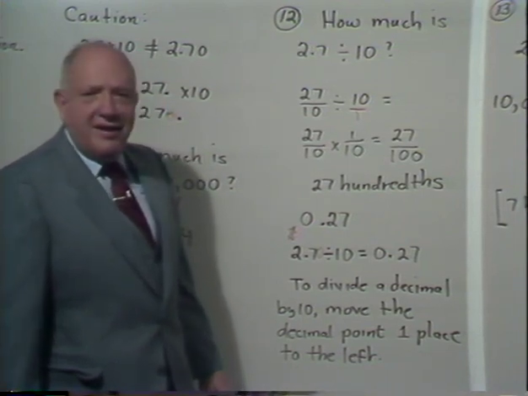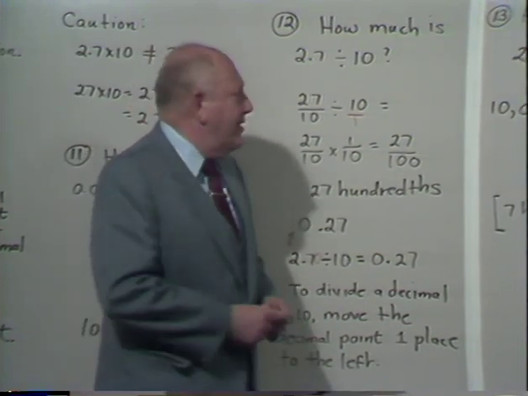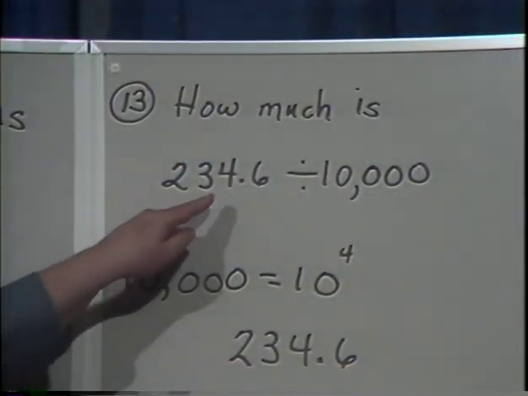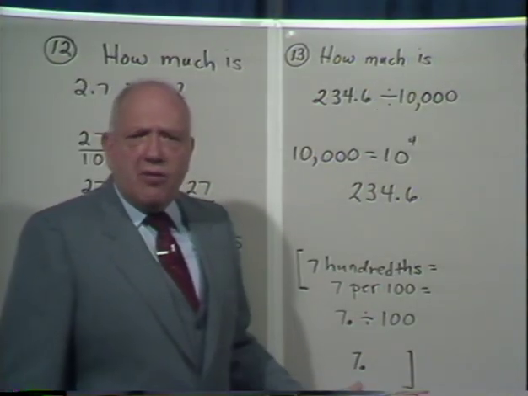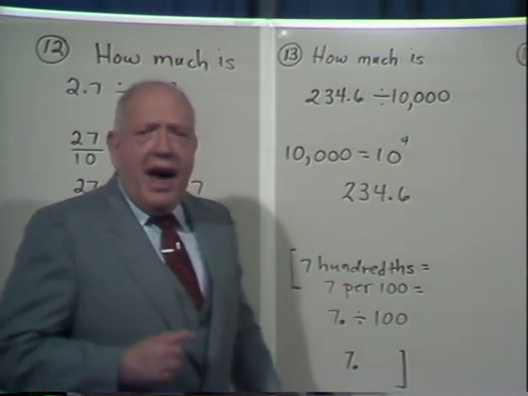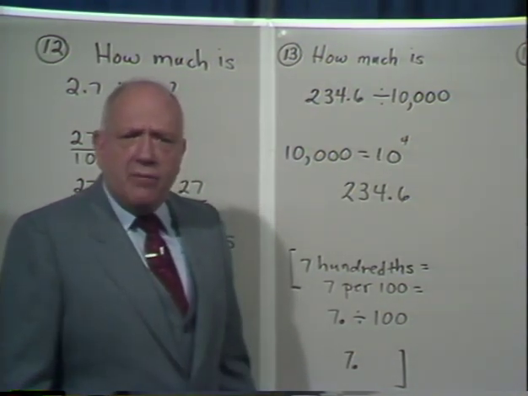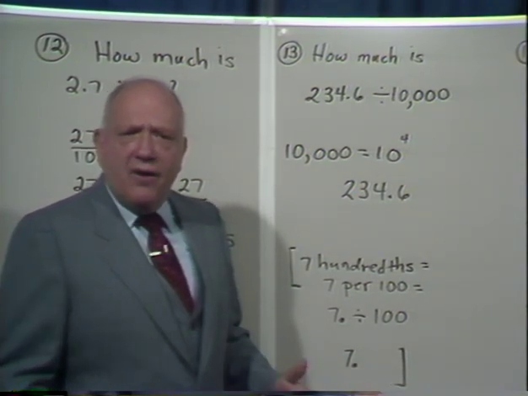Isn't that neat? Now suppose instead of dividing by 10, you want to divide by 10,000. You say, okay, how much is 234.6 divided by 10,000? 10,000 is 10 to the fourth, isn't it? That means there are 4 factors of 10. Every time you divide by 10, you move the decimal point one place to the left. Since there are 4 factors of 10, how many places to the left are you going to move the decimal point? You're going to move it one place 4 times. That's the same as 4 places.